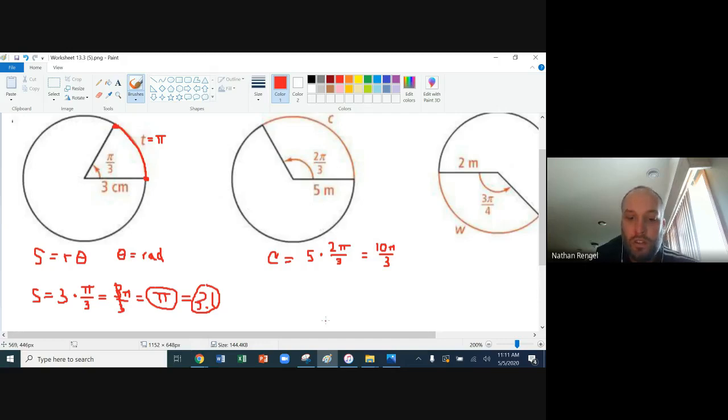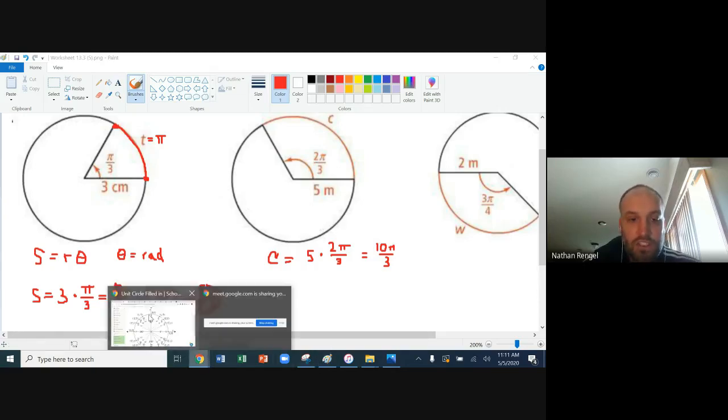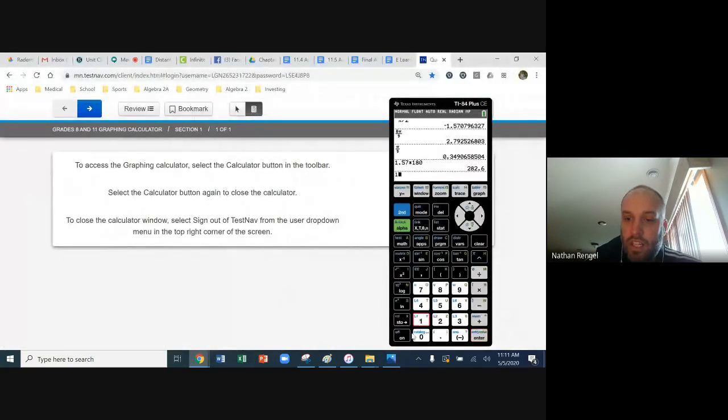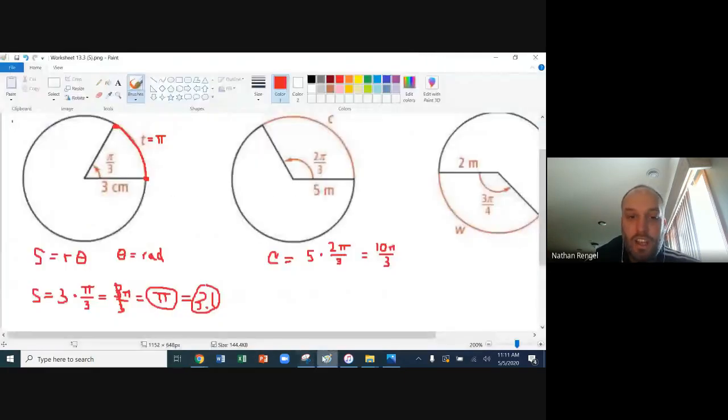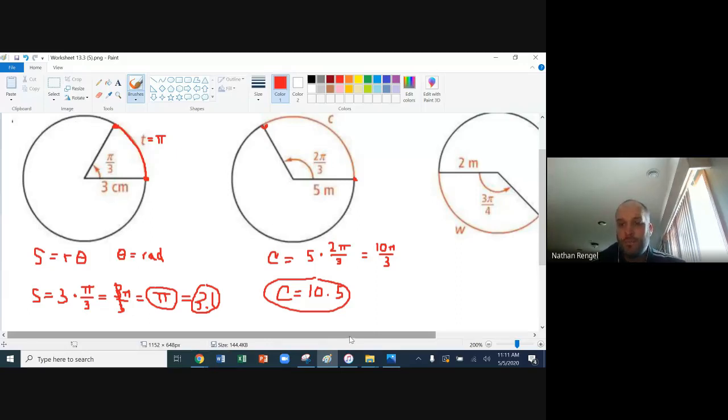10 pi over 3, we're going to change that to a decimal, so head to our calculator. You can make it a fraction too if you want. 10 pi divided by 3, we get about 10.47, which is going to round to 10.5. So our C as a decimal rounded to the nearest tenth is going to be 10.5. So that would represent 10.5 units to get from this position right here around my circle over to this position. It takes 10.5 units, or meters in this case.